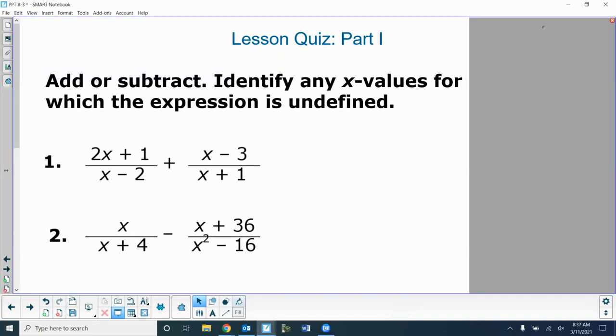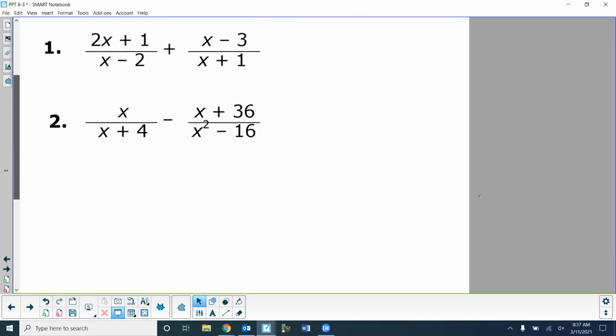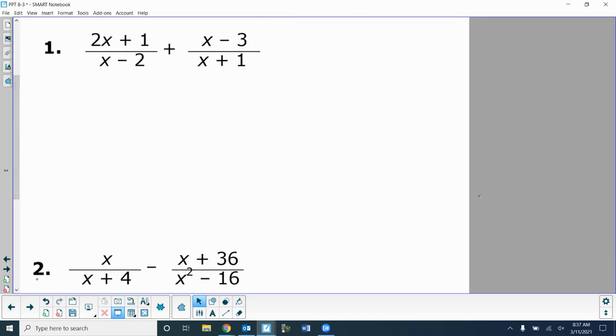All right, so the first one, what is the common denominator? Can you factor either denominator? No.